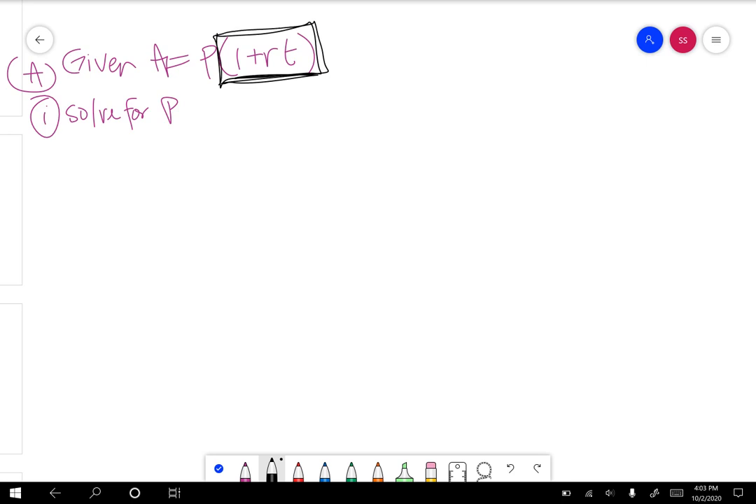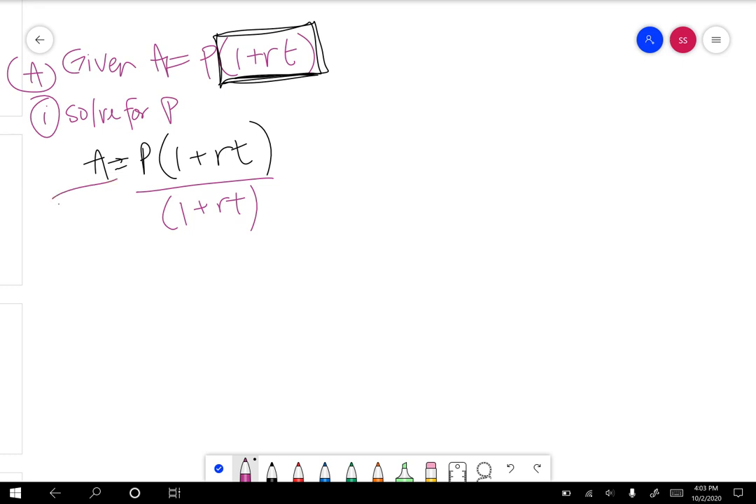Just as if that quantity were like, if it was A equals P times 2, right? We would divide by 2 on both sides to get rid of the 2, okay? So same concept, it's just a few numbers and letters instead of just one, okay? So if we start with A equals P times 1 plus R times T, we're going to divide by that entire quantity, 1 plus RT. Close parentheses. Because we do that on one side, you have to do it on the other side.